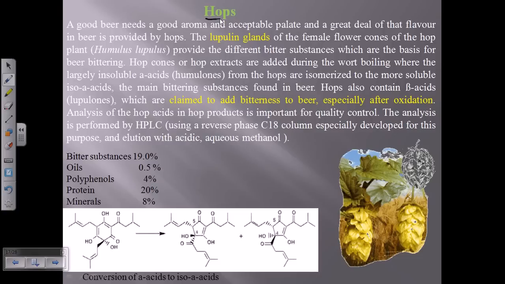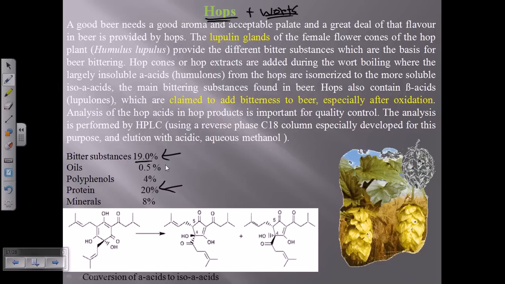This is the stage for adding hops. Once we get the wort, hops are added into the sweet wort after the mashing. Now a good beer needs a good aroma, and the aroma and also the typical bitter flavor of this beer come from the hops. Hops contain many different compounds that provide the aroma. It has bitter substances, oils 0.5%, polyphenols 4%, and proteins 80%. So most of the part is made up of proteins and bitter substances. Except for that, it has a little mineral, polyphenols, and a very slight amount of oil.